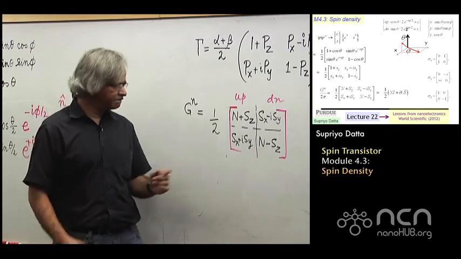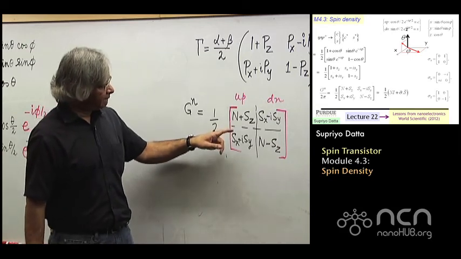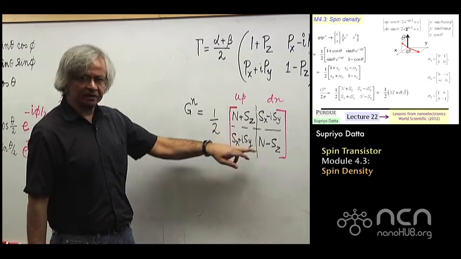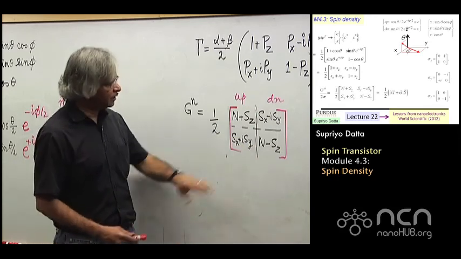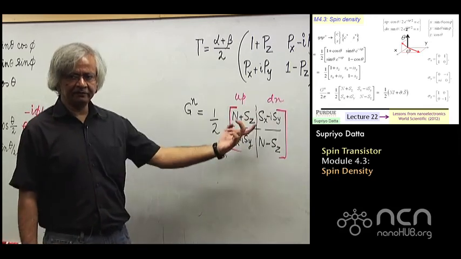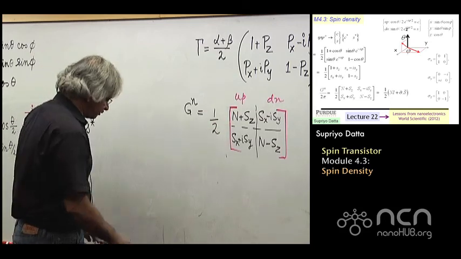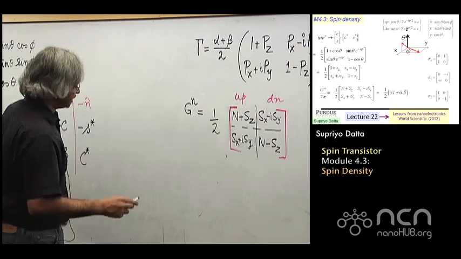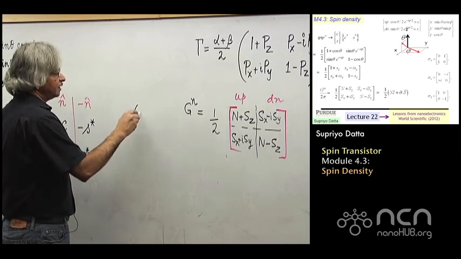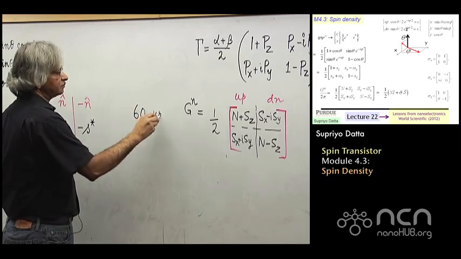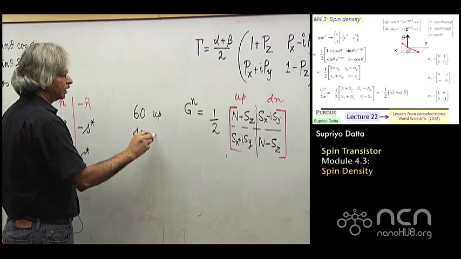So you might say, well, but how do I understand this one? And what I'd say is, well, if the x and y were not there, then actually it is fairly straightforward to see. Because you could say, supposing we have a point where, let's say I got 60 up electrons and 40 down electrons.